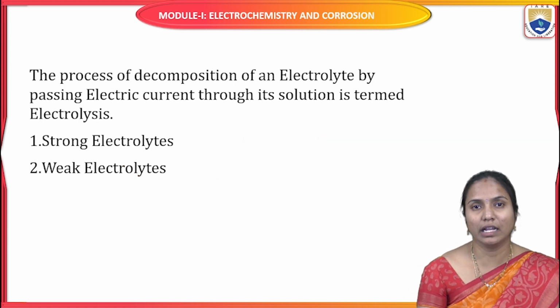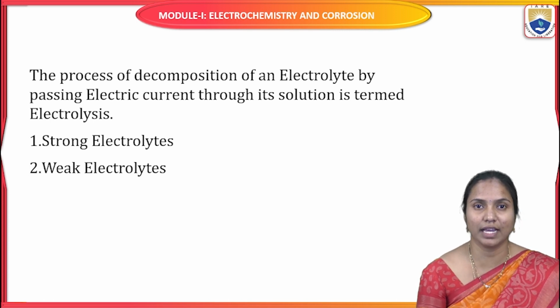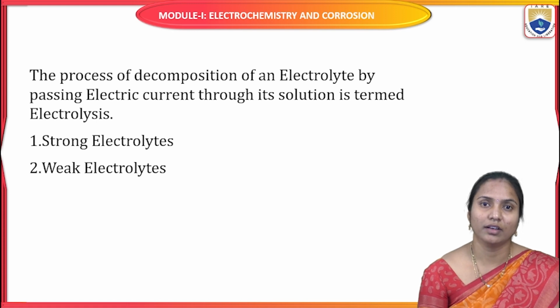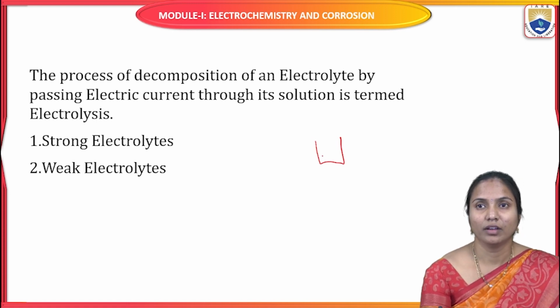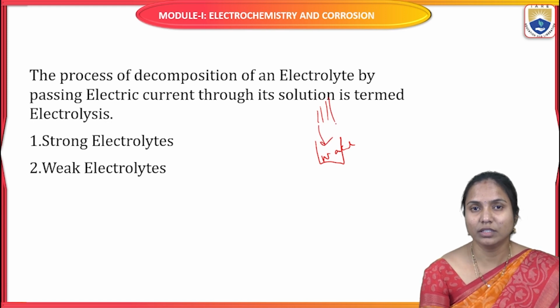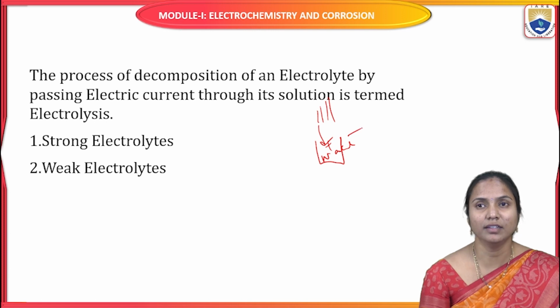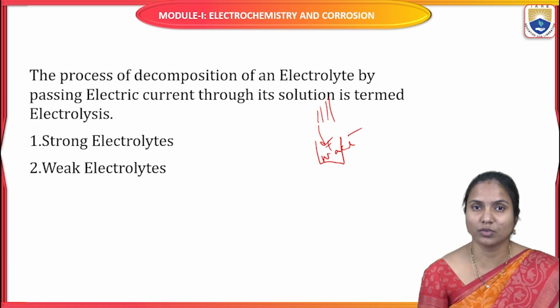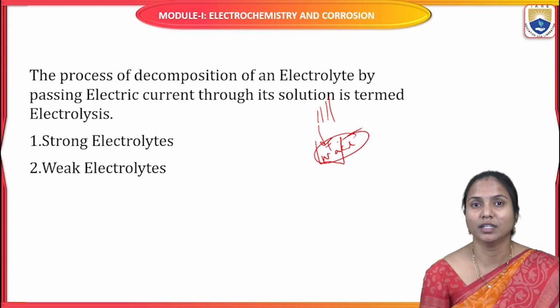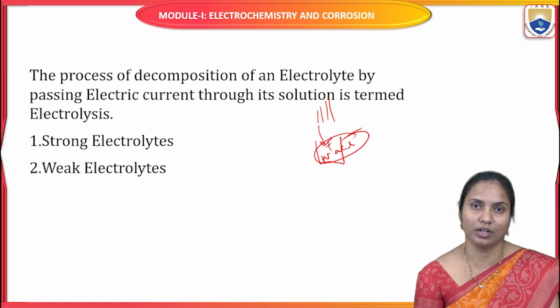First we discuss what is electrolysis. Electrolysis means decomposition of an electrolyte by passing electricity through the solution. For example, in this beaker we are taking NaCl solution. When we pass electricity through this solution, NaCl decomposes into Na+ and Cl-. This process is called electrolysis.